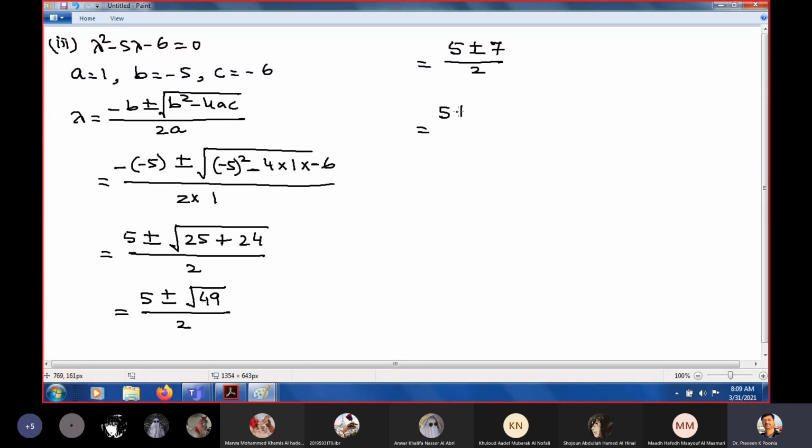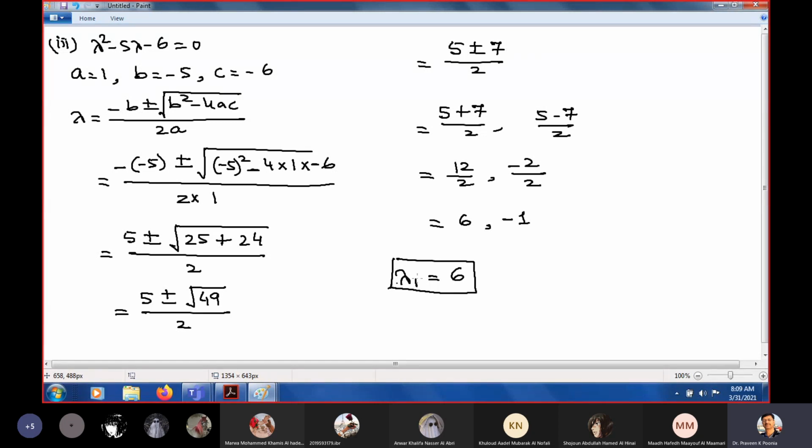So we'll choose plus one time and minus one time. So 5 plus 7 is 12 divided by 2. 5 minus 7 is minus 2 divided by 2. 12 divided by 2 is 6 and minus 2 divided by 2 is minus 1. So what are the eigenvalues? Eigenvalues are lambda 1 equal to 6. This is the first eigenvalue. And lambda 2 is equal to minus 1. This is the second eigenvalue. These are the two eigenvalues.